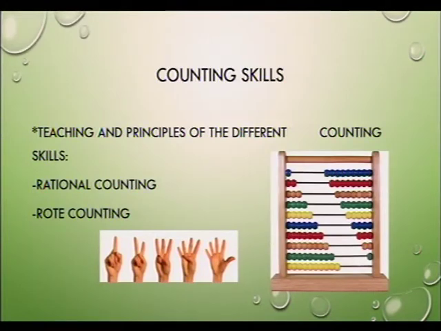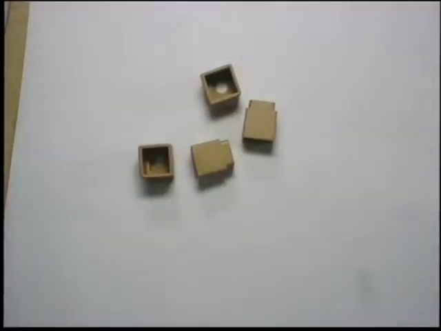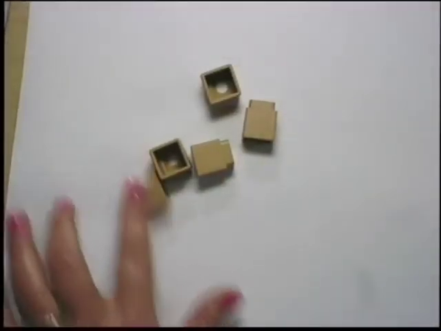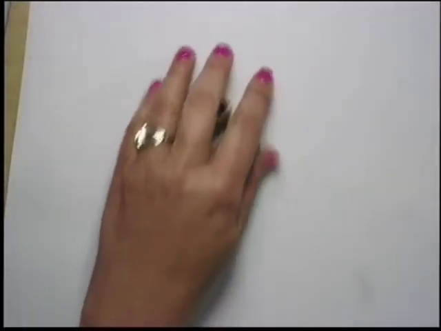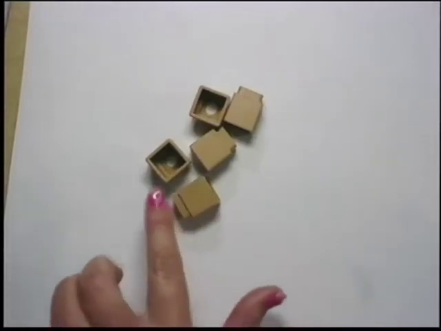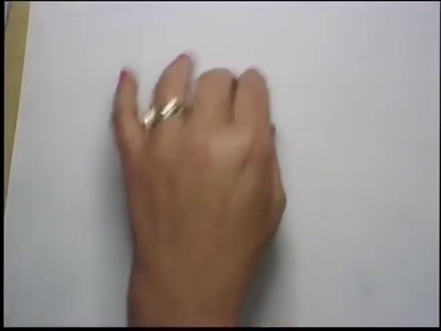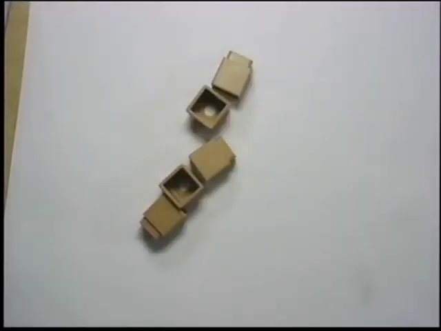Rational counting has to do with the number of objects. So if I have 5 objects, I put up my 5 objects and I ask them now to count 1, 2, 3, 4, 5, and they have to know that the last number that I say, 5, means that is how many objects I have in the group of objects that I have given them.